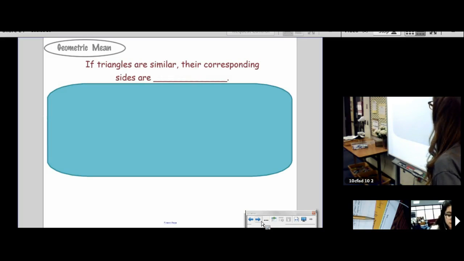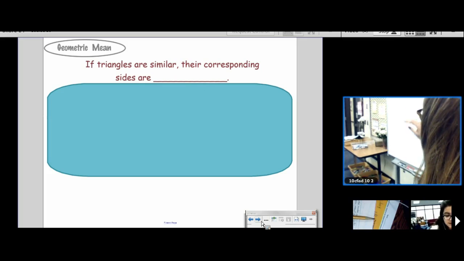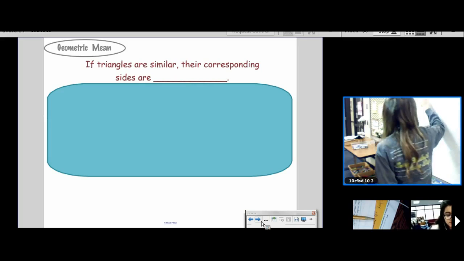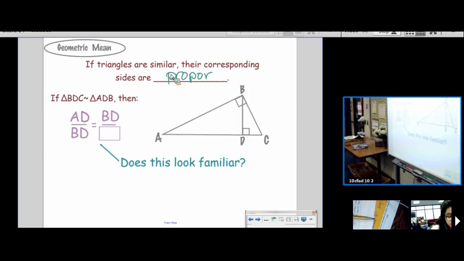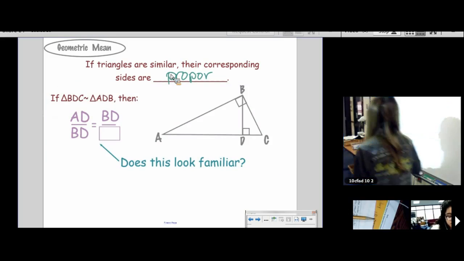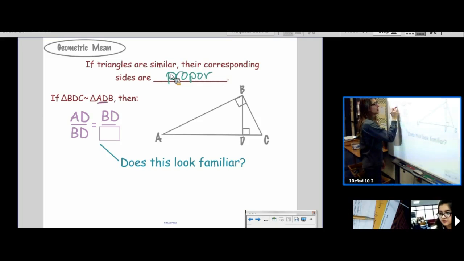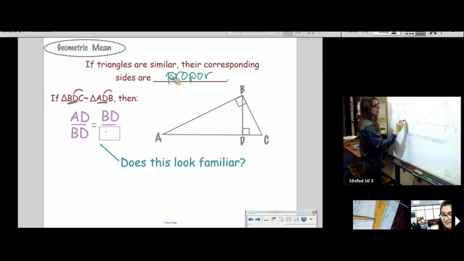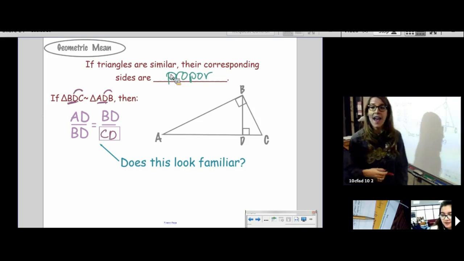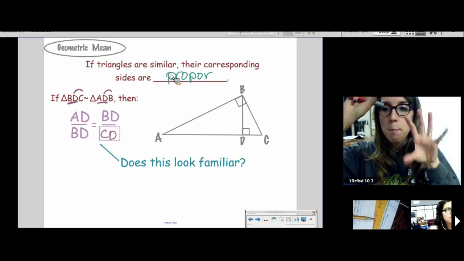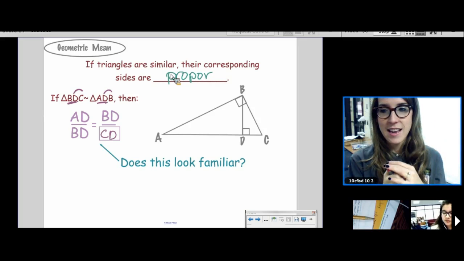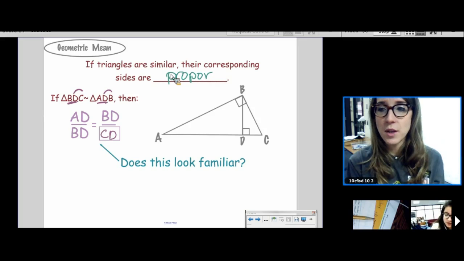All right. We already talked about this in the warm-up as well. We hit so many points in the warm-up. If triangles are similar, then their corresponding sides are proportional. So if their sides are proportional, we can set up a proportion. For example, AD is to BD, so first, second, as BD, third, second, is to CD. That is a geometric mean. See how the BD is repeated? It's like X and X. BD is the geometric mean of AD and CD. That's confusing. I get it. You should be confused. It's okay if you're confused.